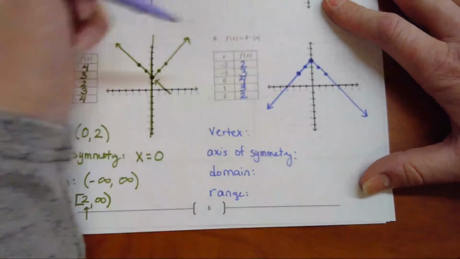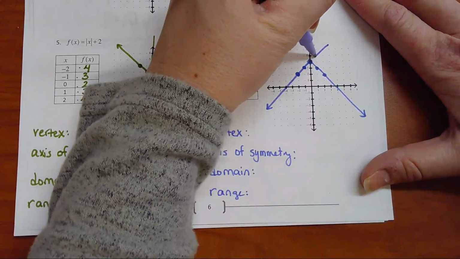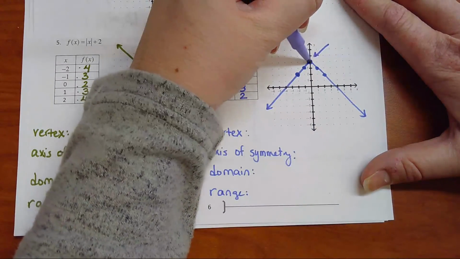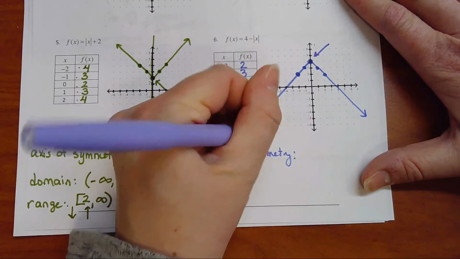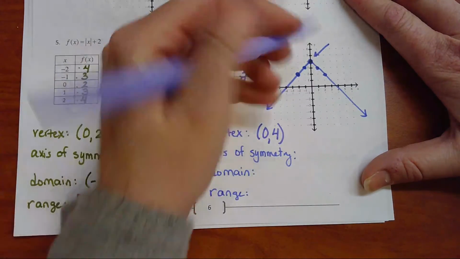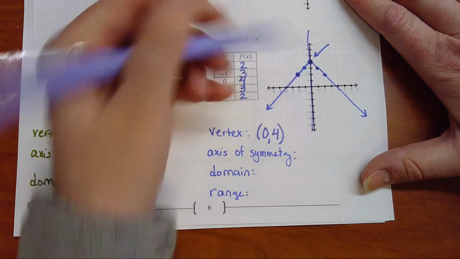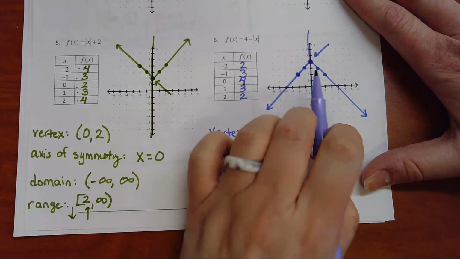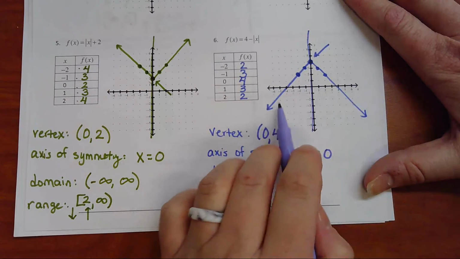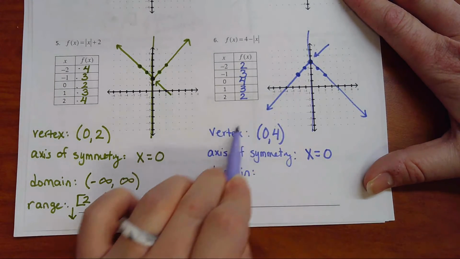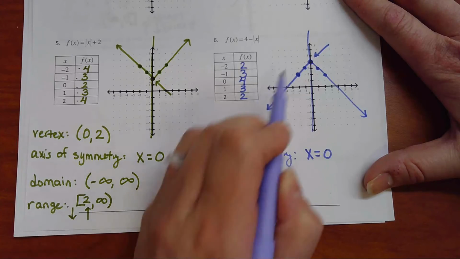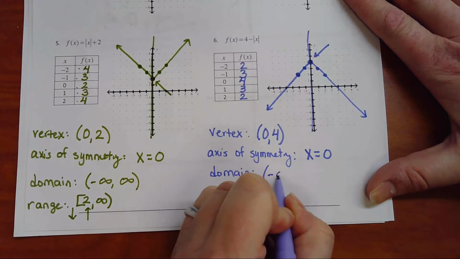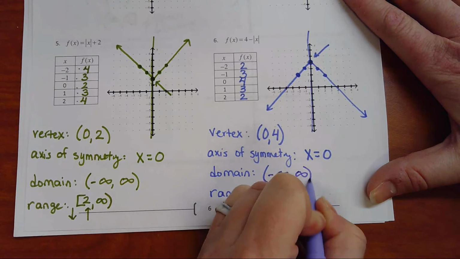So vertex, this one has a very highest point because it goes up then down, and where it switches is right here, and this point is 0, 4. Axis of symmetry, again, is going to be the y-axis, which is x equals 0. Domain, how far left, how far right, we don't know because the graph's going to continue to go down, which also continues to go to the left, and then it's going to continue to go to the right. So domain is always going to be negative infinity to positive infinity.